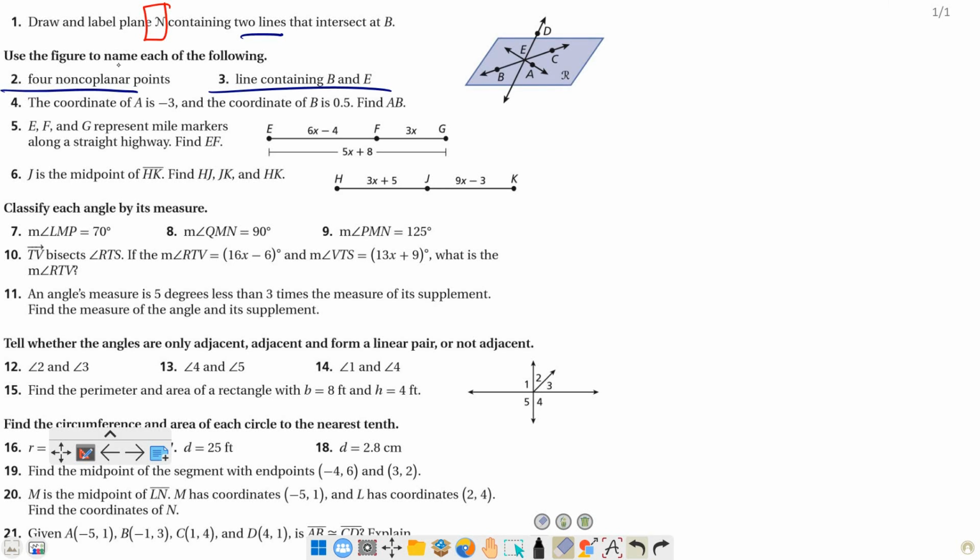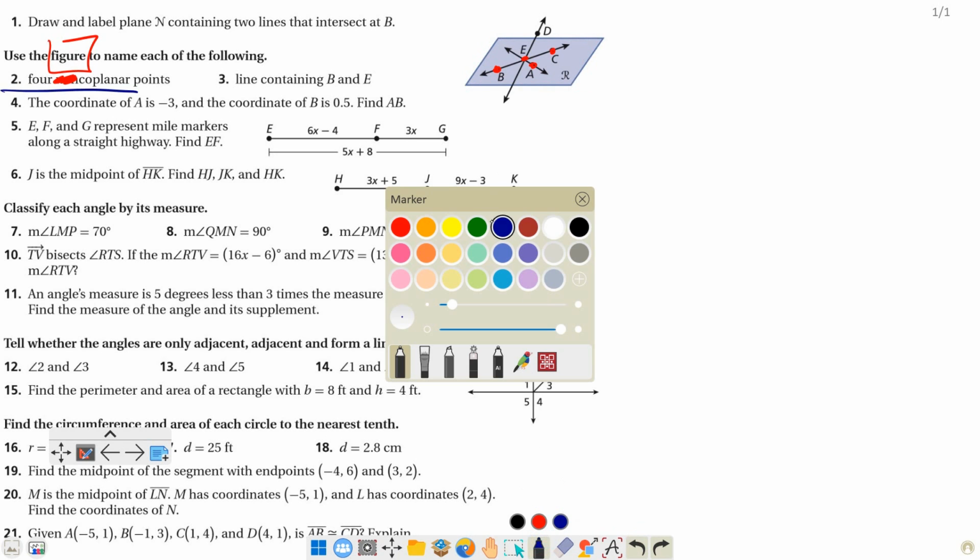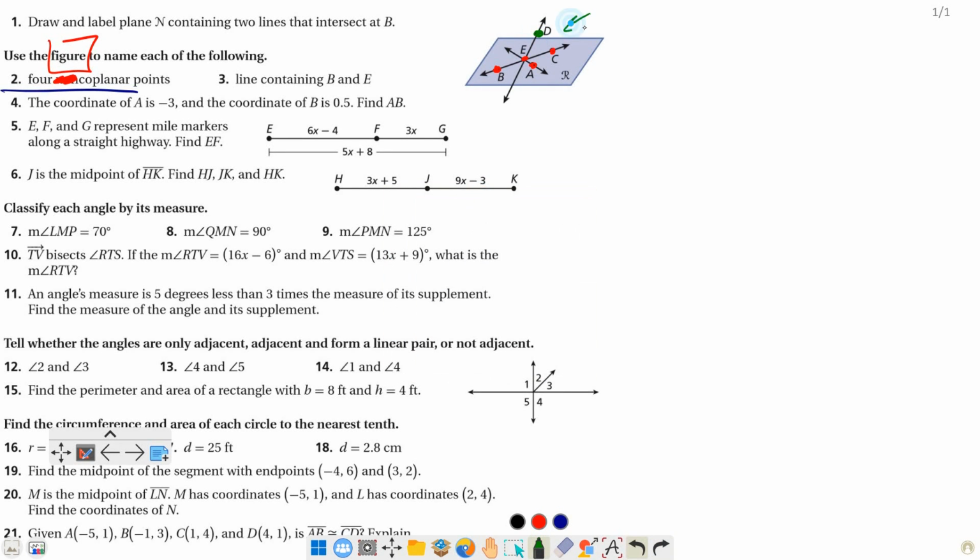Question 2 is asking us to draw 4 coplanar points, or 4 non-coplanar points. And I think what they mean is 4 coplanar points, or not to draw, but use the figure. They mean 4 coplanar points, because we don't have 4 non-coplanar points, because E, A, B, and C all happen to be in the plane R. The only non-coplanar point that we happen to have here is D. D is the only one that is non-coplanar with these 4 points.